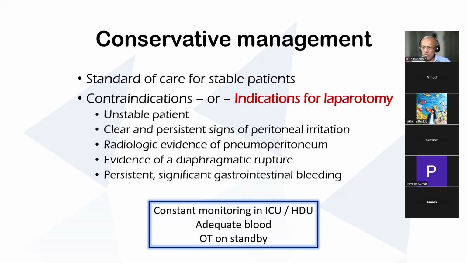You have adequate blood available. If you can't arrange blood quickly, you should not be doing conservative management, and you need 24/7 OT availability. Don't assume that every unit, every hospital will have all these things. I know it's available in Sagar, but every hospital cannot claim that kind of backup. So you need to be aware. And if you're a surgeon working in a periphery where these things are not available, you must make arrangements to shift the patient to a place where it is available.